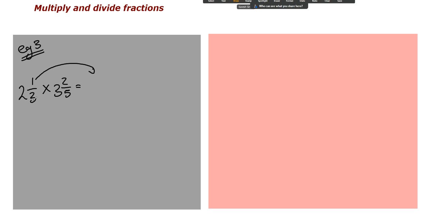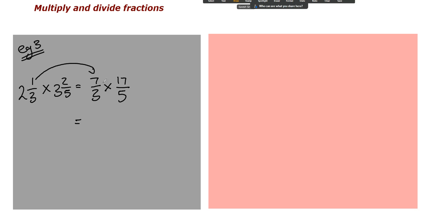So we take 2 times 3, which is 6. 6 plus 1 is 7. So 7 over 3. Then 3 times 5 is 15, and 15 plus 2 gets you 17. That's 17 over 5. Now that you have it in improper fraction form, you can cancel across if you can, but you can't because 7 can't divide by 5 or 3 can't divide by 17.